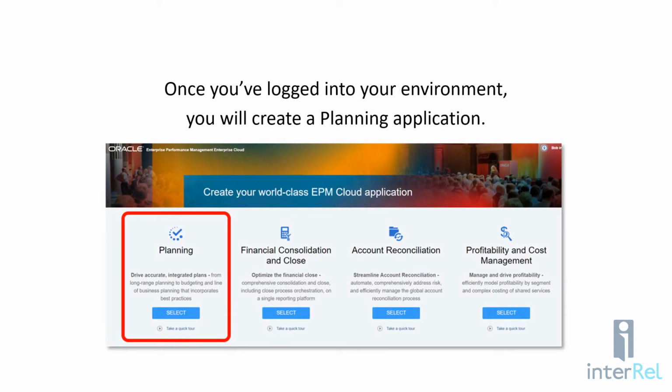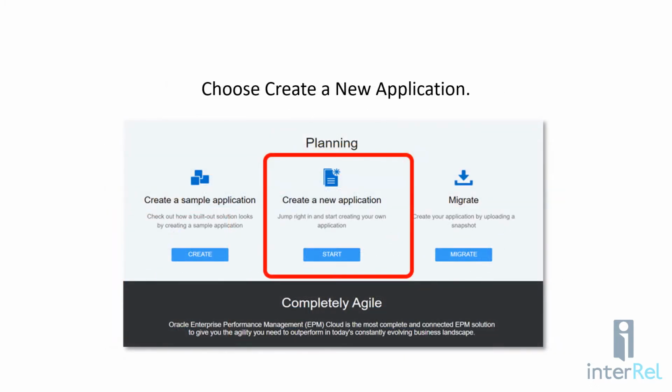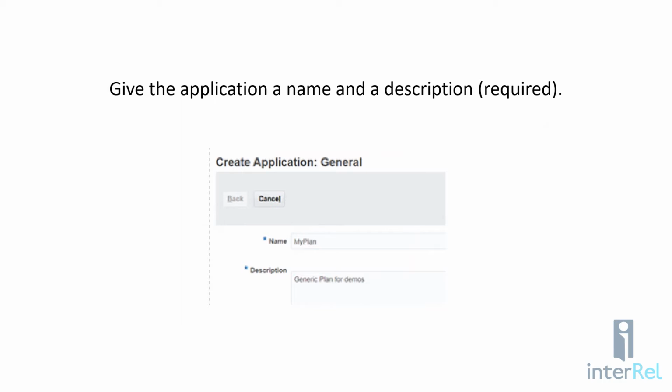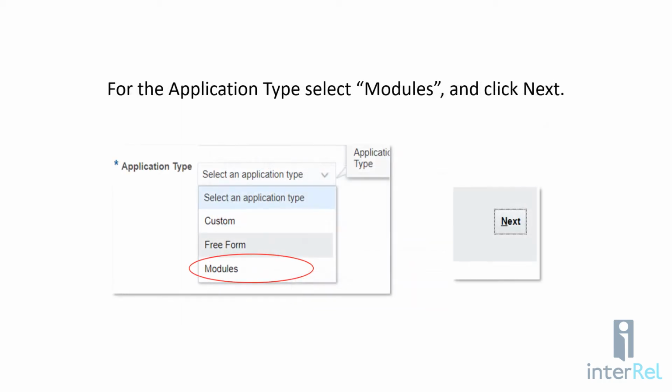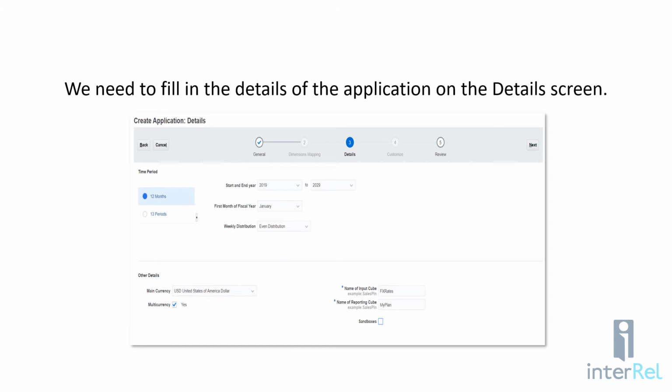Since we're starting from scratch, we'll need to create the type of cloud application. We'll select Planning. We will create a new application. We give the application a name and a description. We select an application type of modules in order to use the Financials module. We fill in information for the application on the Details screen.